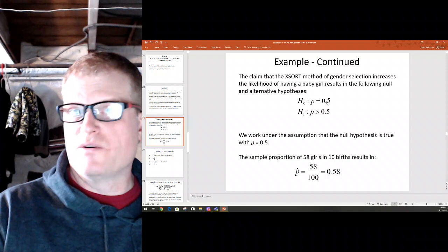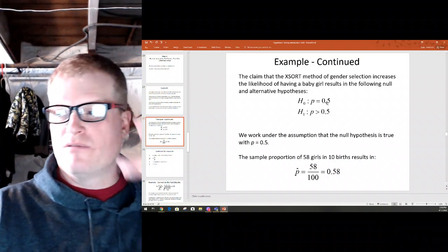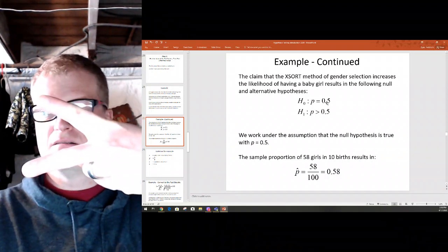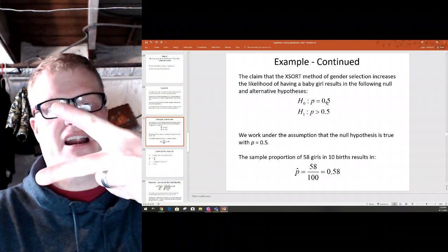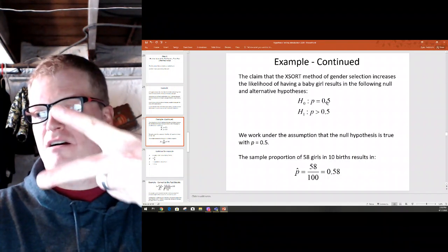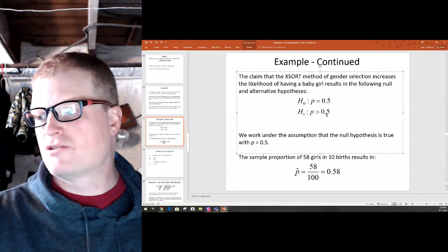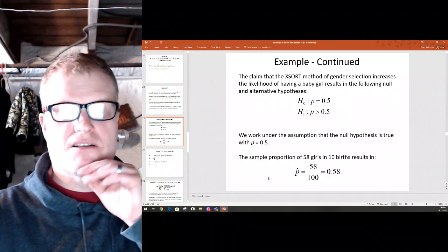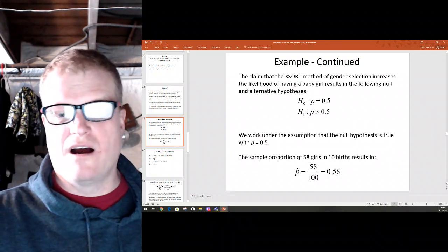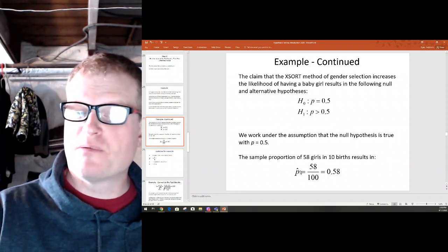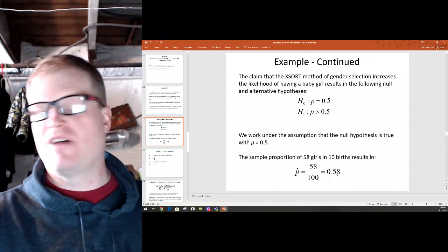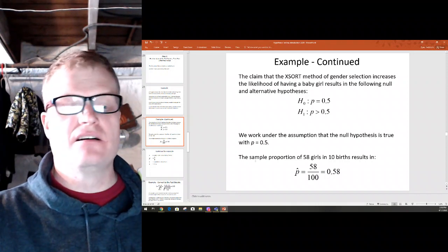Remember, the null is always equal. And since our claim is an inequality where it's greater than and does not have that condition of equality, our alternative is going to be the same as our claim here. So we're going to use strictly greater than. So now we can calculate what our p hat is. This is our sample proportion, and that's going to be 0.58 because that's 58 girls out of 100.